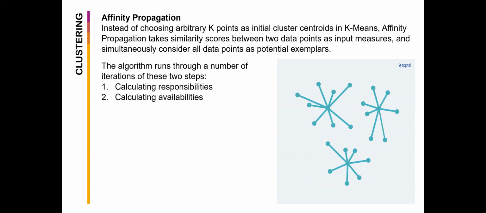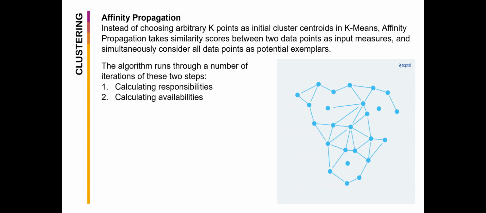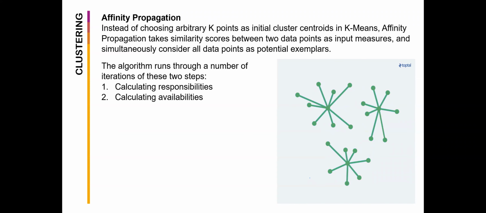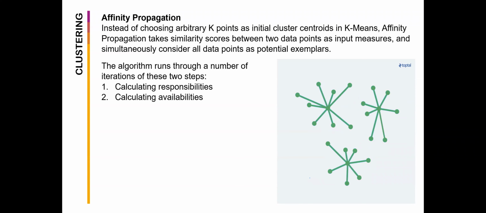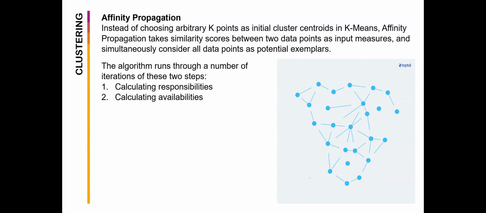One of them was agglomerative hierarchical clustering. Now this one is affinity propagation. It takes the similarity scores between two data points as input measures, and then simultaneously considers all data points as potential exemplars. There are two parts to the algorithm. One is to calculate the responsibilities, which data points would belong to a specific center based on those similarities, and then calculating availabilities: can that center still accommodate more data points?